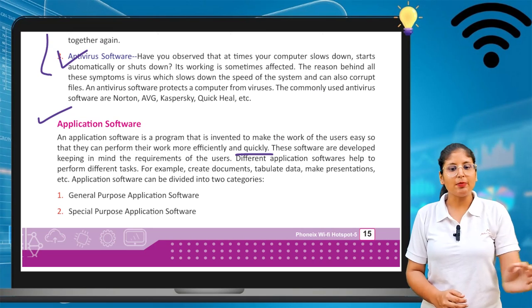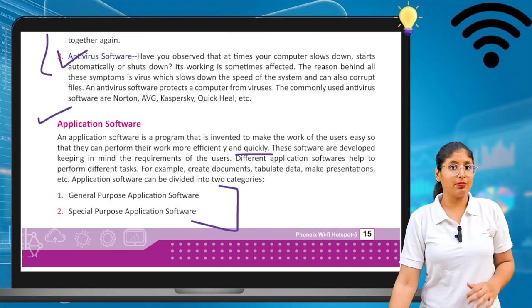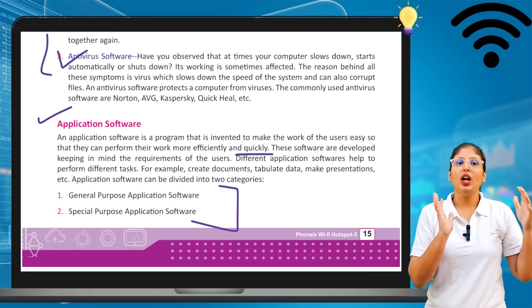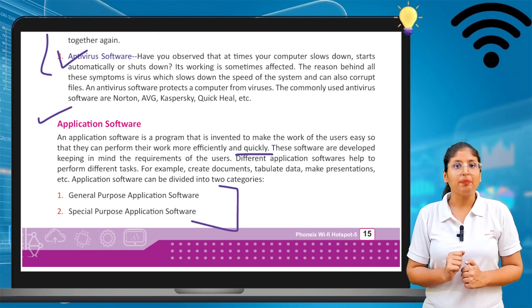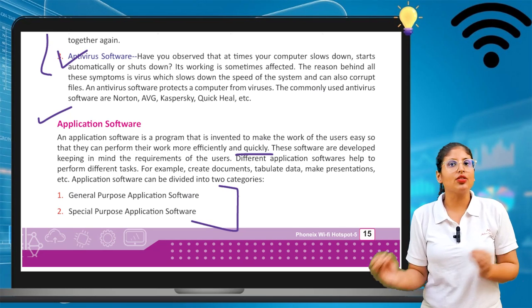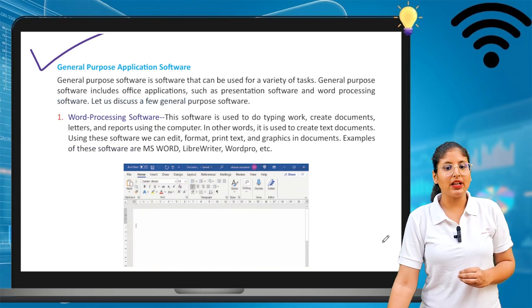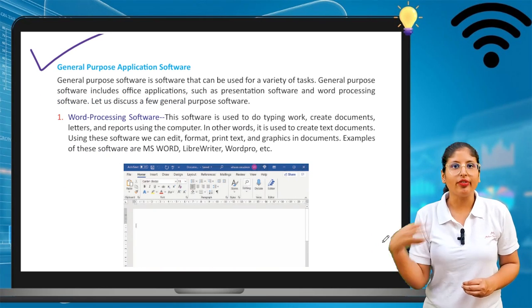Application software can be divided into two categories. As we discussed at the start of the chapter, application software is divided into general purpose software and specific purpose software. What are they, how do they look and what are their roles? Let's see. First is general purpose application software.